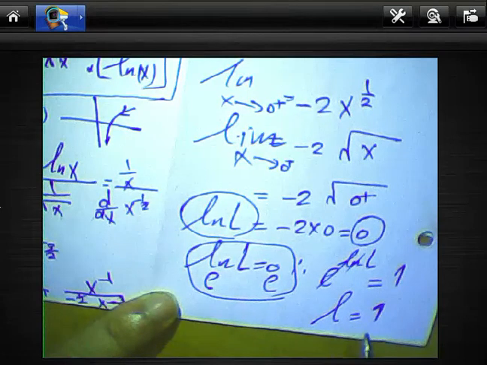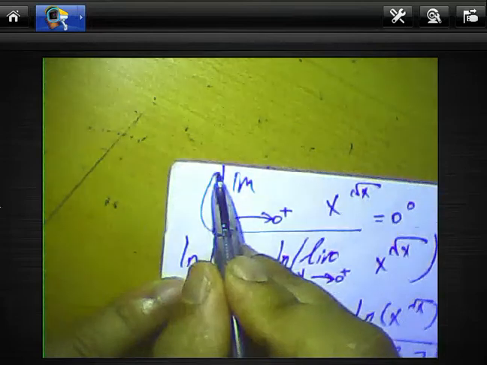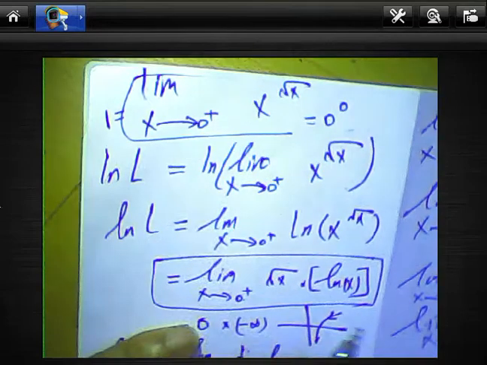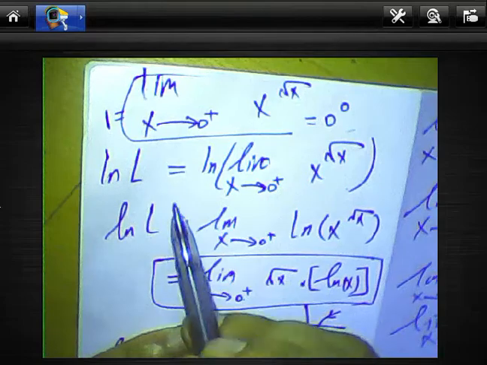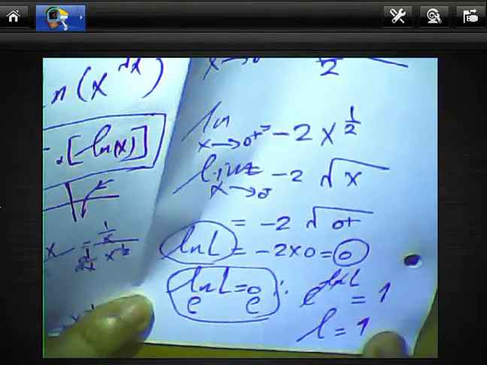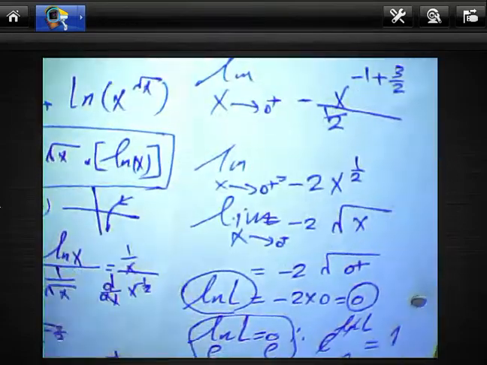L means what? L equals this limit. So the result of this limit will be 1, because we put this limit as L. Okay? Understood? This example is very important. You must know all the steps.